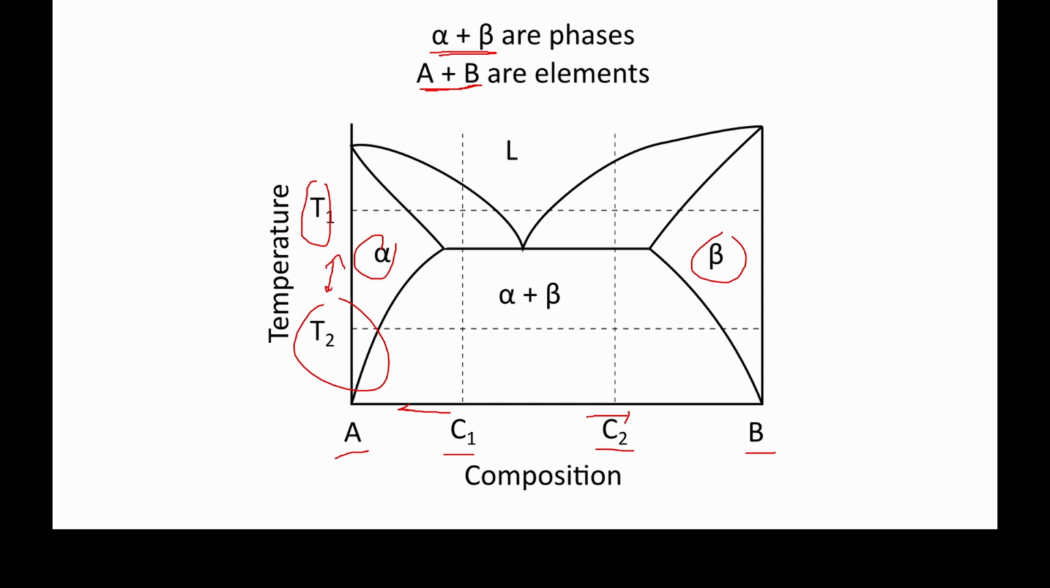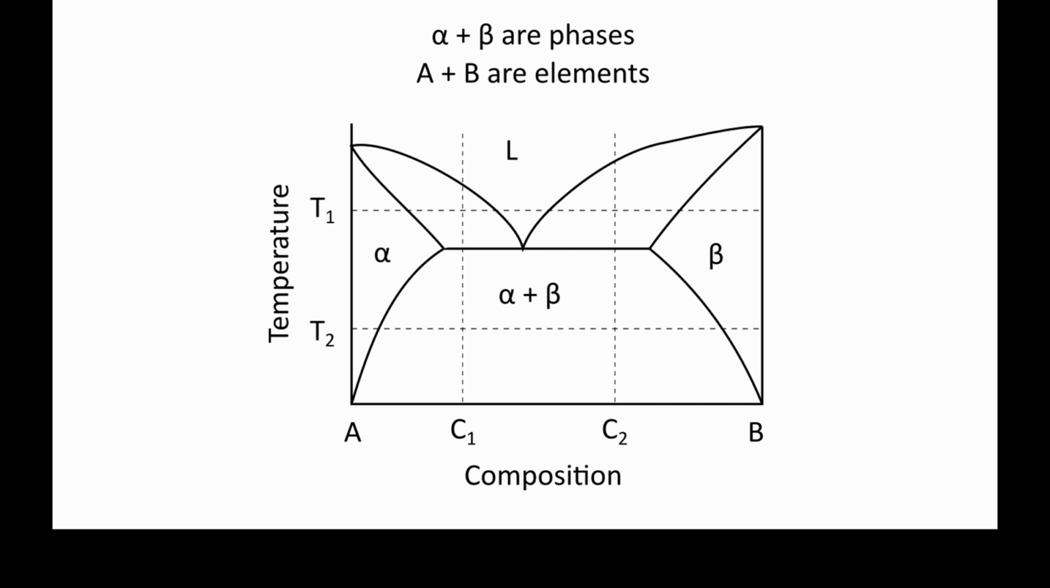And we'll just assume, for the sake of argument, that the teacher gave you some composition right here. And then the temperature would be along this line. So whatever composition this is, and temperature 2. Just for the sake of argument, that's what was given.